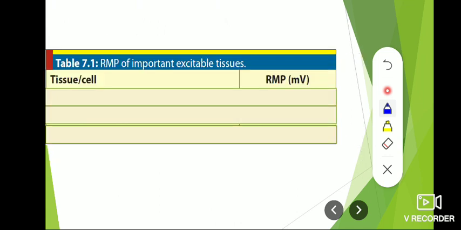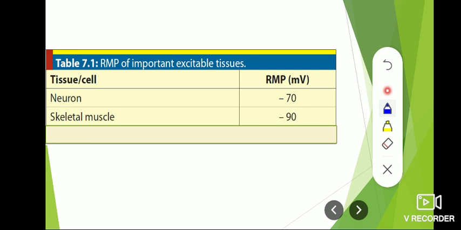Now this potential is different in different cells of the body based on the contents of ICF and ECF in that region. For example, in the case of neurons, it is minus 70 millivolts. In skeletal muscle, it is minus 90 millivolts. In cardiac muscle, it is also minus 90 millivolts. Likewise, there are differences based on the ICF of the cell and the ECF in the surrounding region.